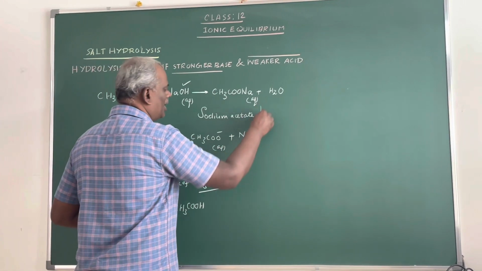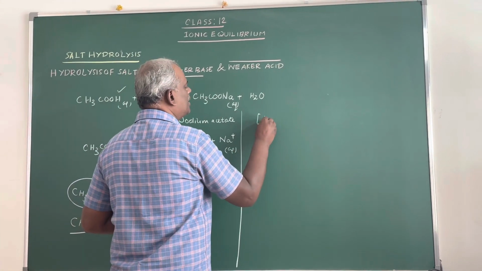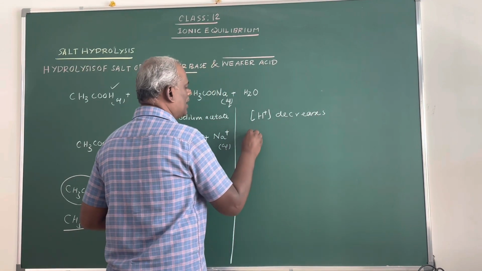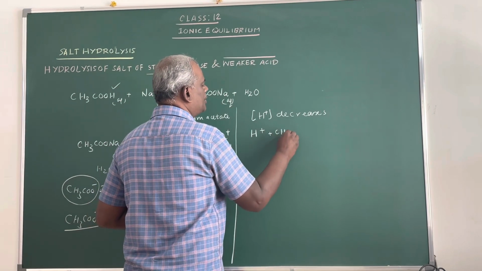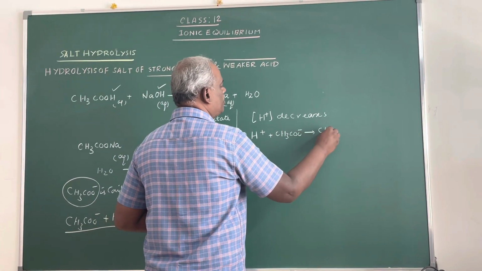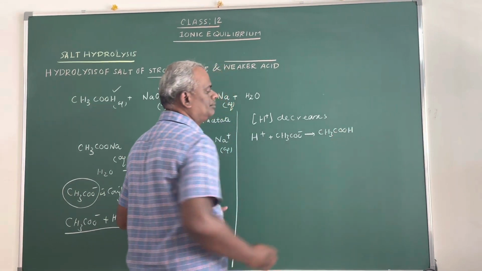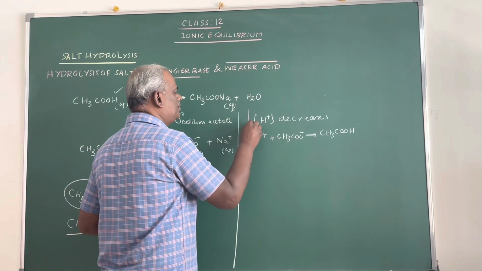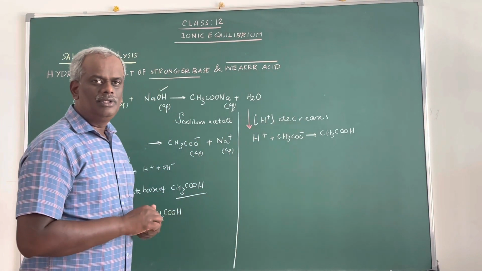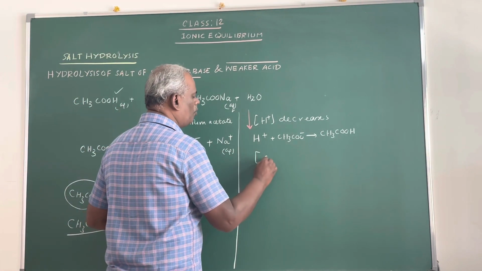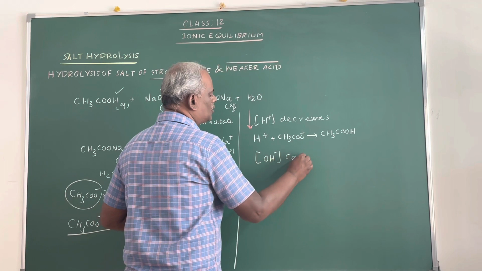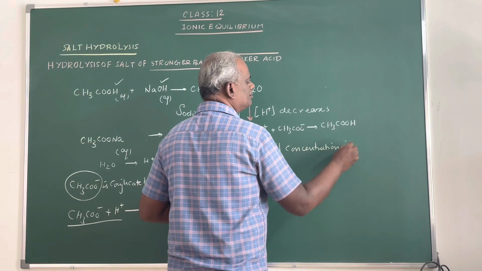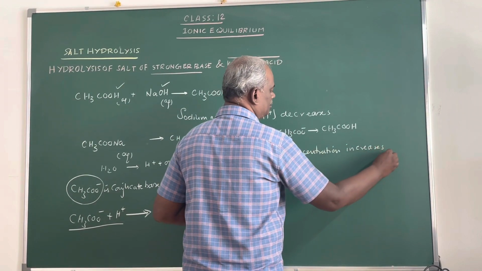So considerably here, the concentration of hydrogen plus ion decreases as the hydrogen plus combines with acetate ion, and it is becoming CH3COOH. So what will be the consequence of this? Gradually, when the concentration of H plus is decreasing continuously, the solution can have an excess of OH minus ion. The concentration of hydroxide ion increases.